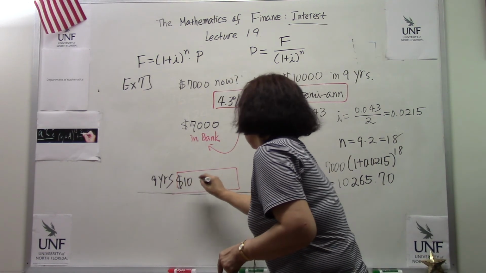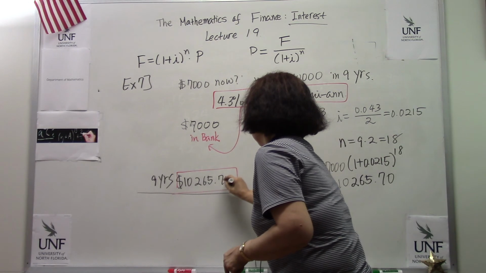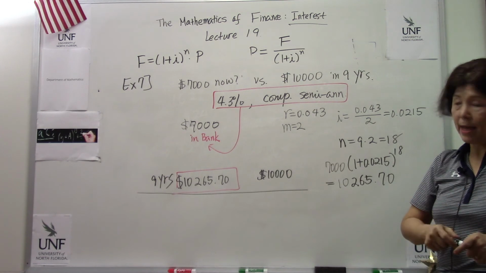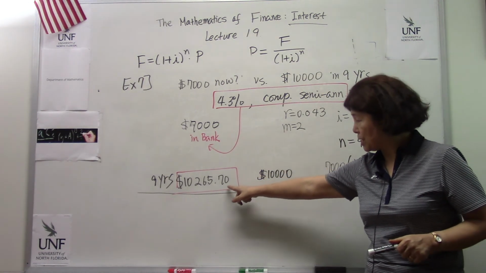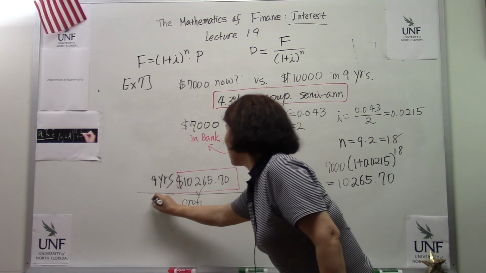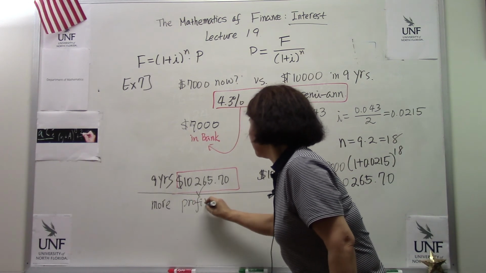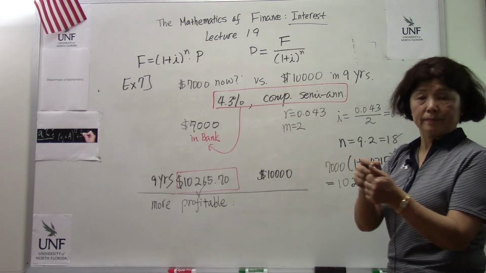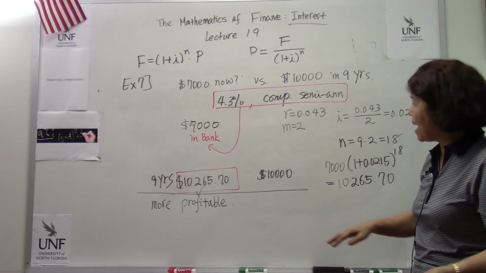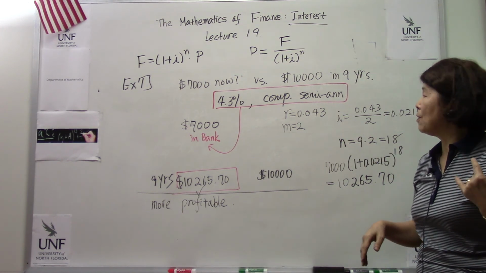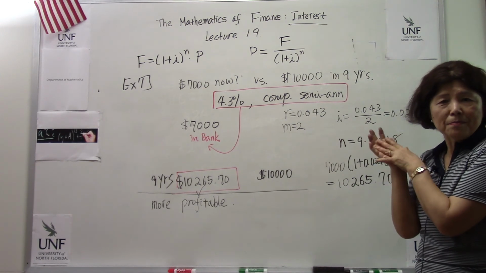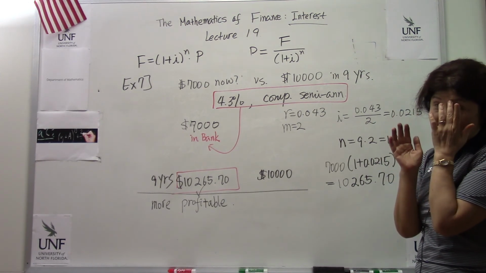So $10,265.70, and you compare this one to $10,000. Which one is more? Yes, this one is more, so that means this is more profitable. This is a very important concept. You do not compare the money amounts just like this. And probably your first perception is that $10,000 sounds bigger, so maybe this is the answer. No, it's not that.